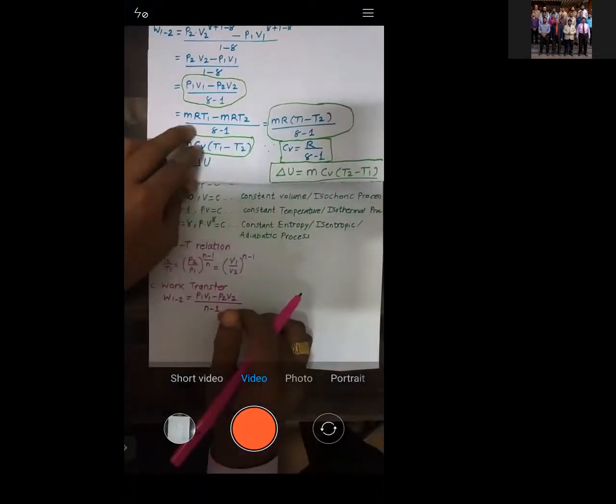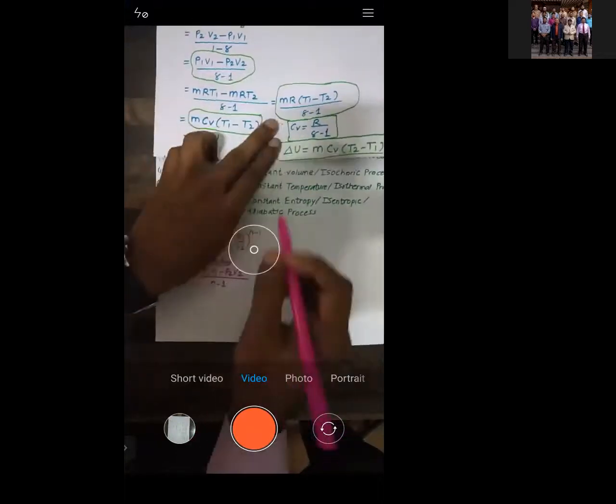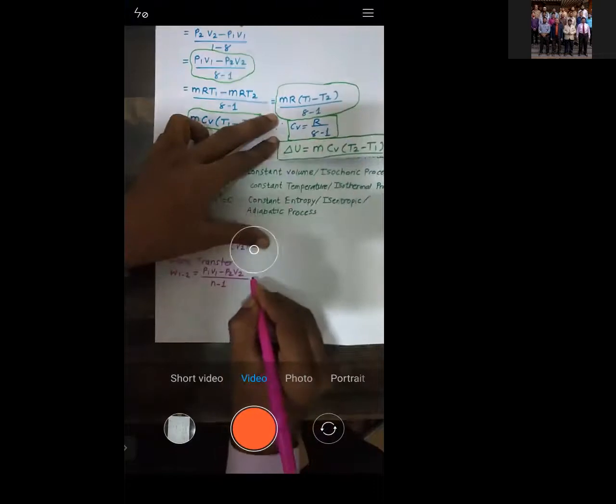Now let's go. This is one formula. What one more formula do we have? We have this as one more formula. I will just write it down first.